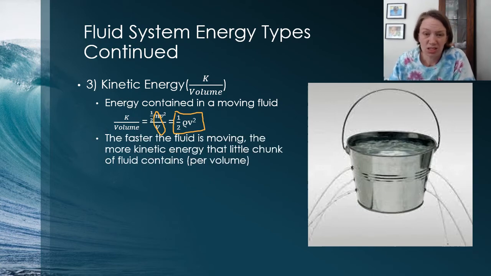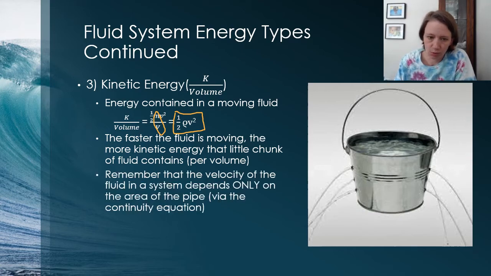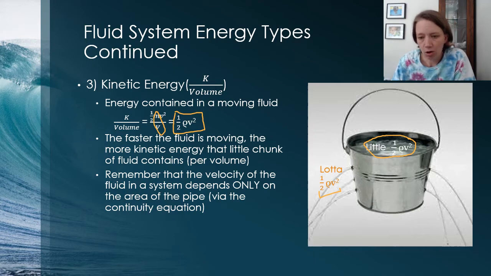What this sort of means in terms of relationships is that the faster the fluid is moving, the more kinetic energy that little chunk of fluid contains per volume, right? So the fluid that is moving fast is going to have a lot more kinetic energy down here, and the fluid, like in the top of this bucket, that might be going down but very slowly, is going to have a very small amount of kinetic energy at that location in the bucket.